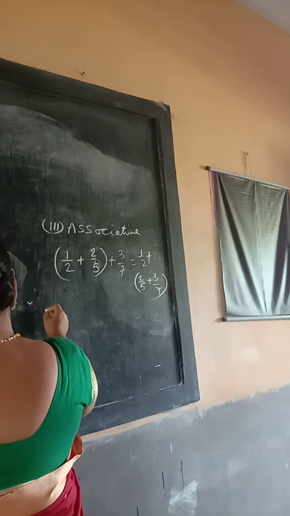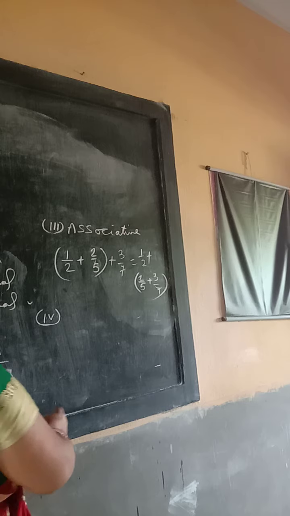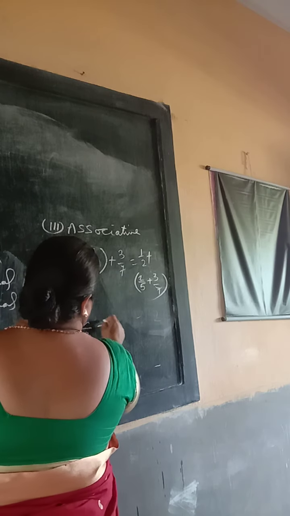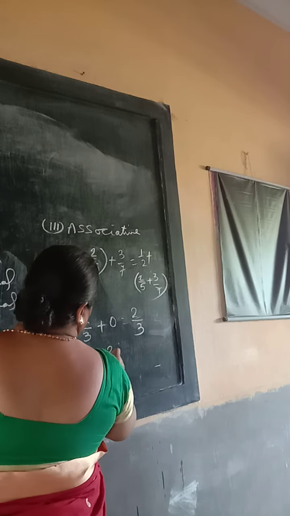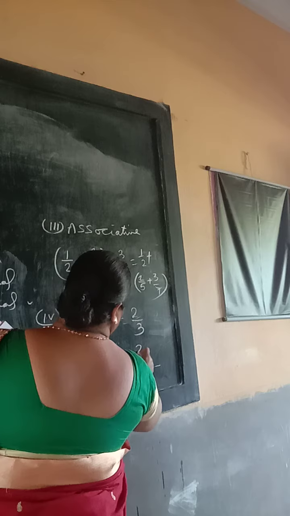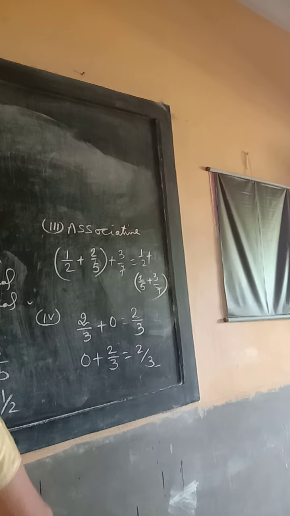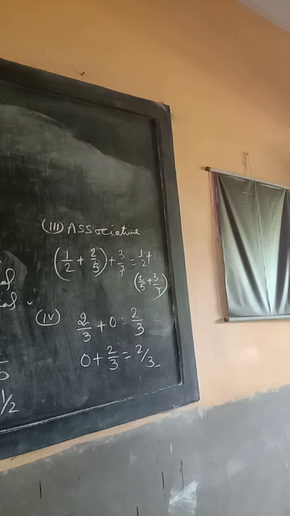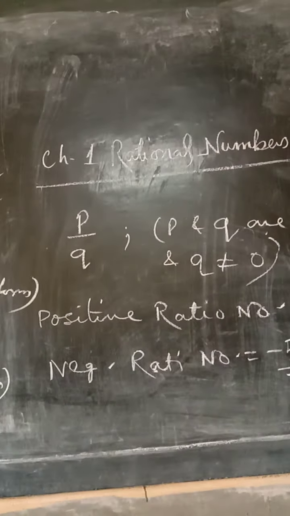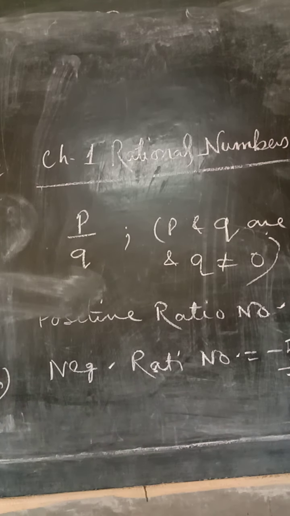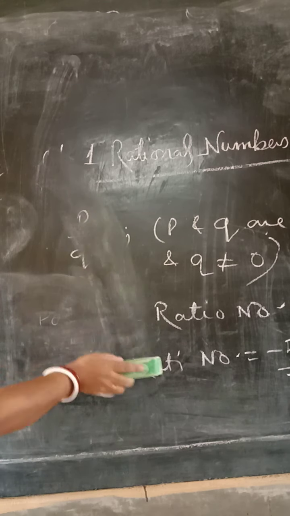Now 4 is existence of additive identity. If 0 is added to any rational number, the answer is as it is, or any rational number is added to 0, it is as it is. So that is the existence of additive identity. Now existence of additive inverse: if any rational number is added with the same rational number with a different sign, then the answer is 0. Additive inverse means the sum should be 0.